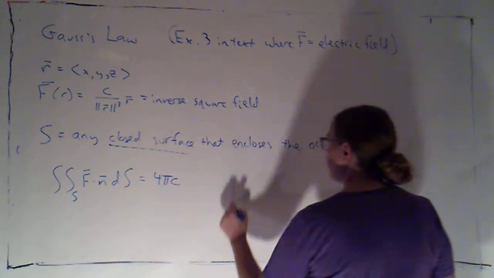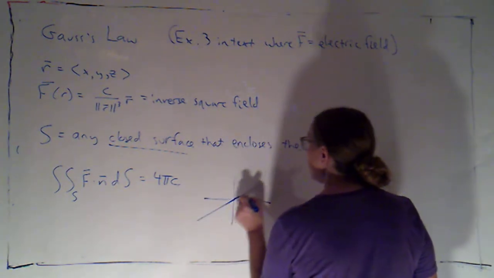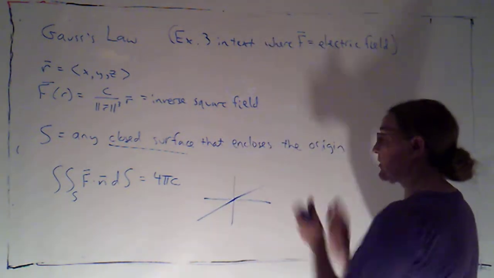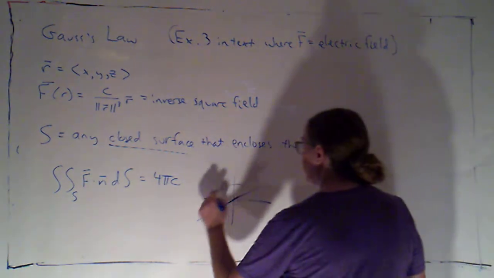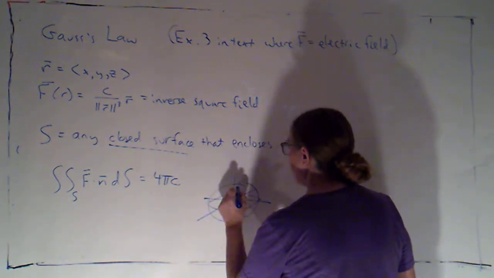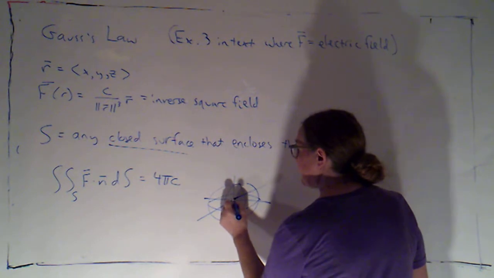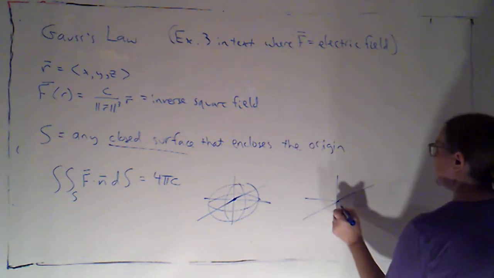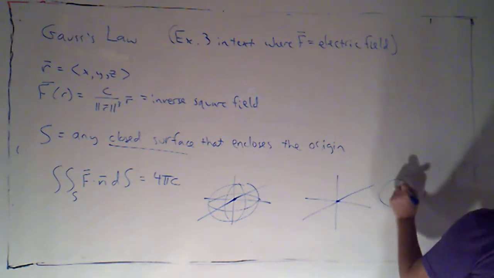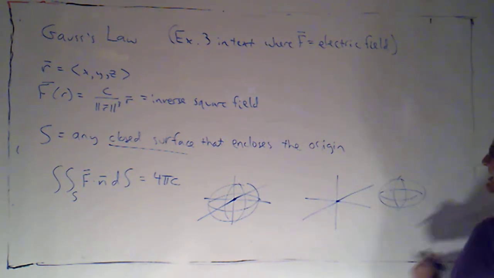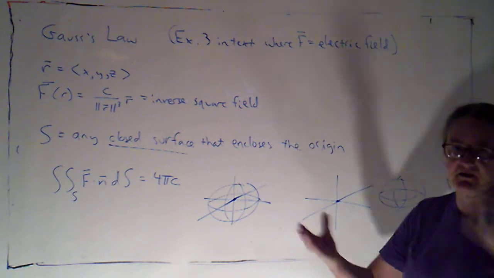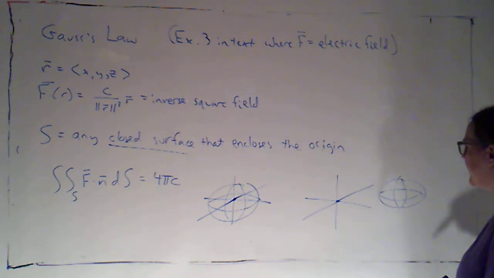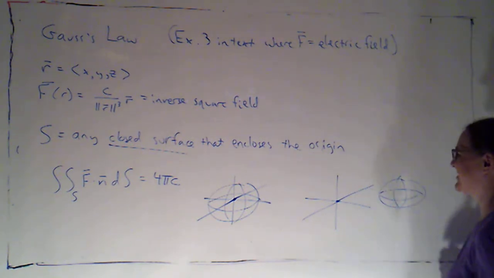So I pretty much have 2 possibilities if I'm working with a surface and an inverse square field. I could have something like so, where the origin is inside of the surface, or I could have something like so. Here's the origin, and my surface is over here. Now my surface doesn't have to be a sphere. That's just a convenient closed surface to draw.